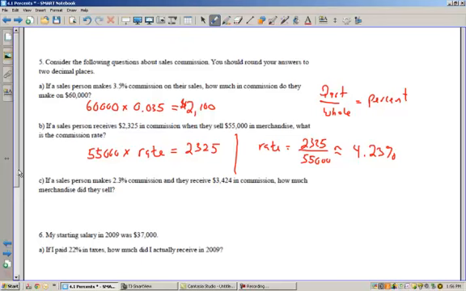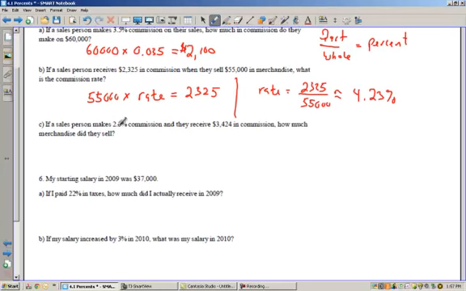And then on part C, it says if a salesperson makes 2.3% commission and they receive $3,424 in commission, how much merchandise did they sell? Right, so now I don't know this one. So I'll write down for merchandise sold, I'll just write maybe like sale stuff. So sale times the percentage, so times 0.023. That's a 2.3%, and this equals then $3,424. And then I can solve this for the sales stuff.